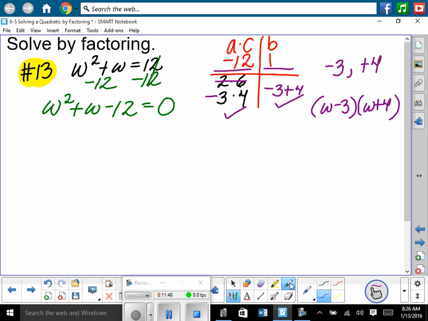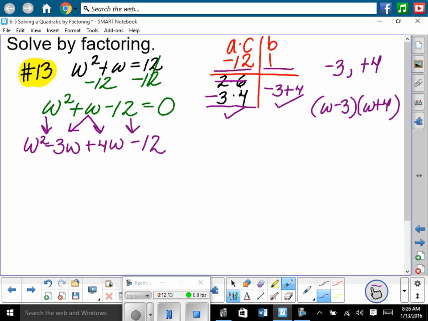So you're going to drop and break. You drop down your end terms here. So you drop down w squared. You drop down negative 12. Then you break down your middle term, which means you're rewriting that middle term as these two factors. Don't forget your w with the two factors. The order doesn't matter, so I'm randomly saying minus 3w using that factor, and then positive 4w using that factor.